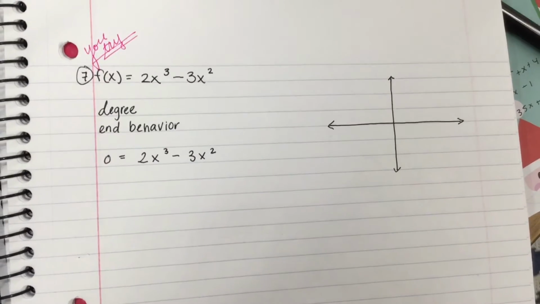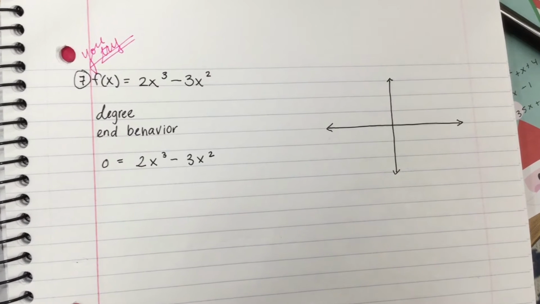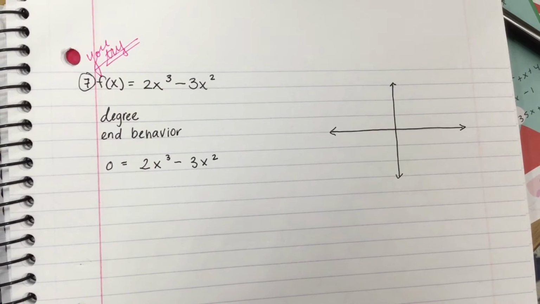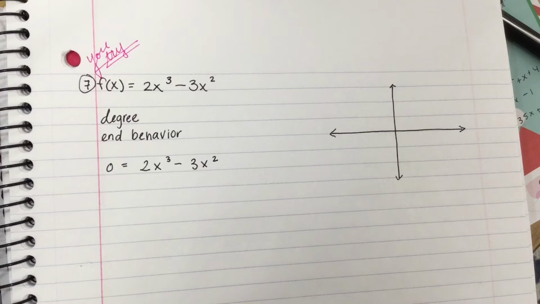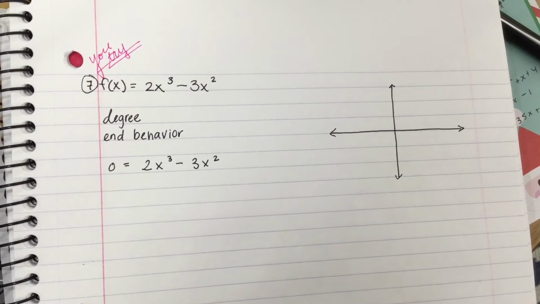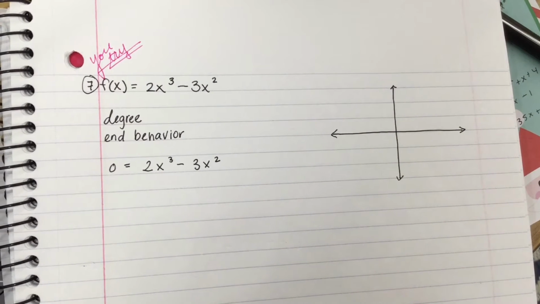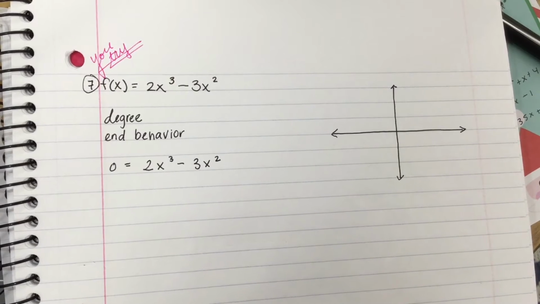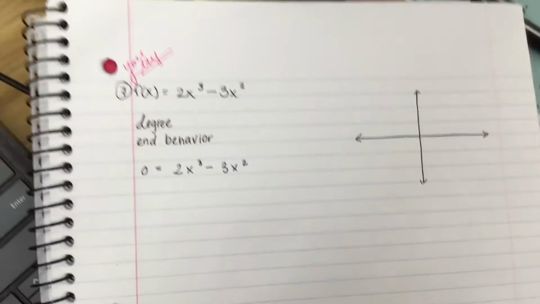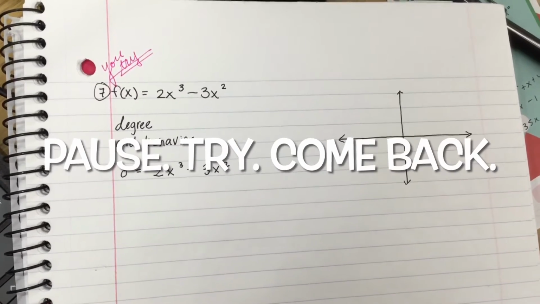Okay, so here's one for you to try. Find the degree and the leading coefficient to help you describe the end behavior. And then I want you to try to factor this function and then set the factors equal to 0 to find the x-intercepts. Pause the video here, try out all those things, and come back when you're finished.